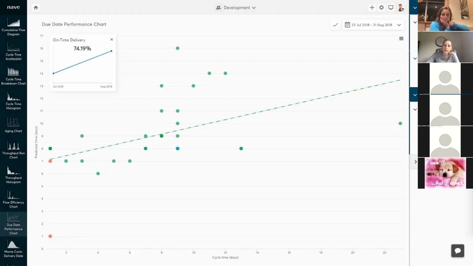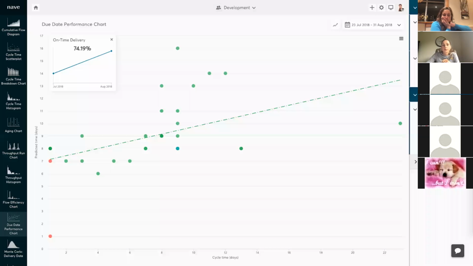For each work item, it visualizes the predicted time versus the actual time and plots a regression line of your performance. The predicted time is calculated as the difference between your commitment point, or the moment when the work entered your workflow, and the due date of the task, while your completion time is the difference between the same starting point and the task's actual done date.